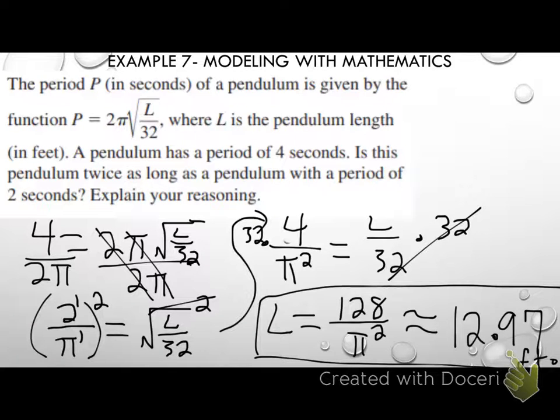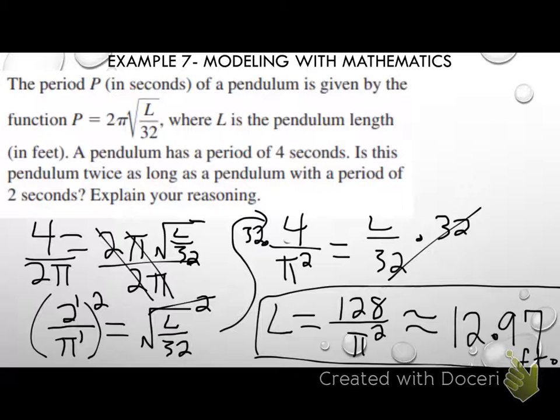Everyone okay with that? Could we use any unit of measurement? No. It says where L is the pendulum length in feet. I didn't see that. Yep. So I found the length of a pendulum that has a period of 4 seconds, right? What's the question asking me again? Is it longer than the other? Is it twice as long as a pendulum with a period of 2 seconds? How do you think I'm going to tell if it's twice as long or not?